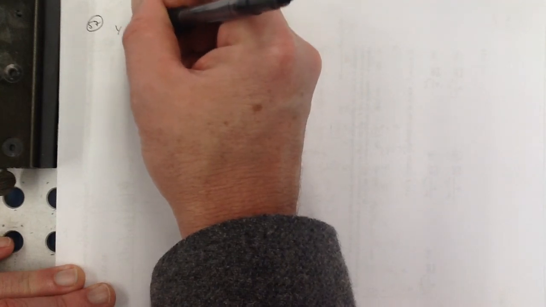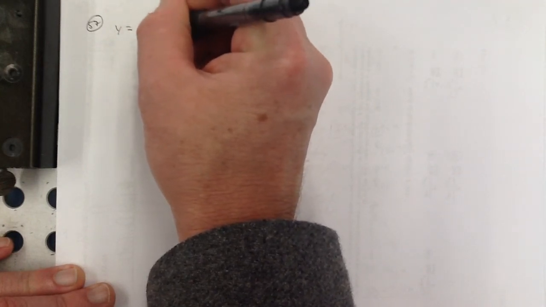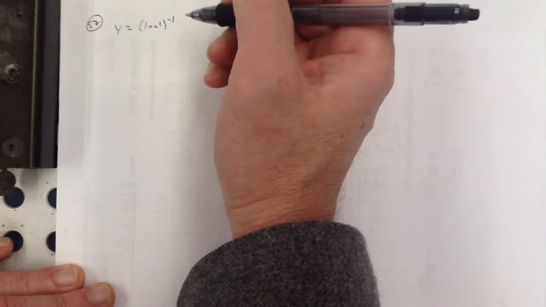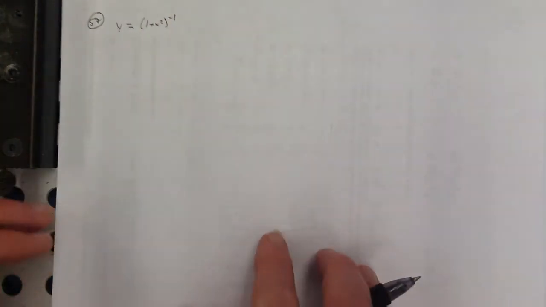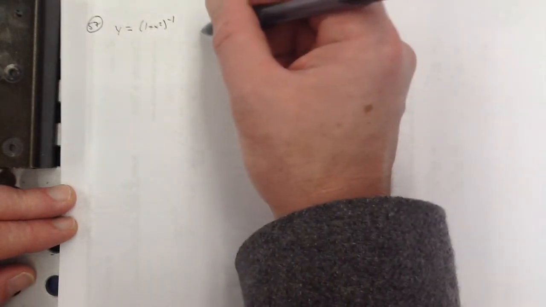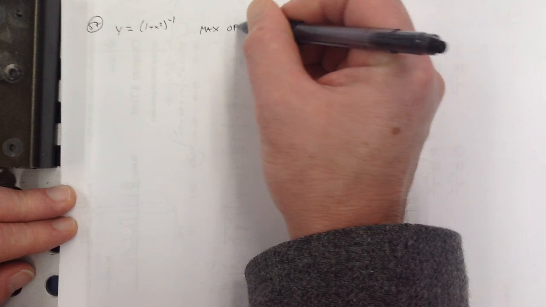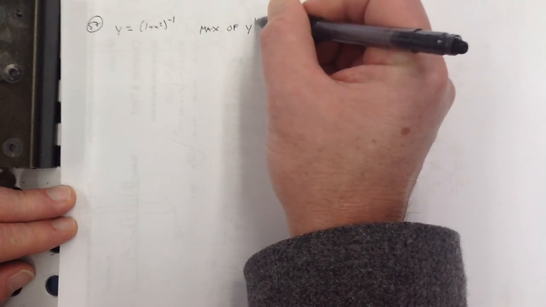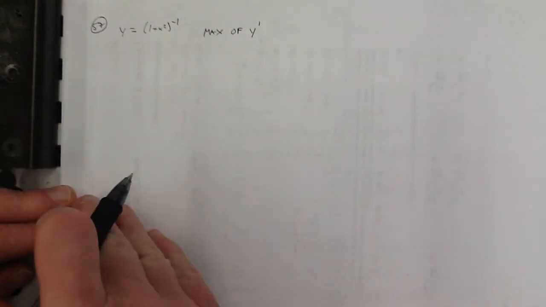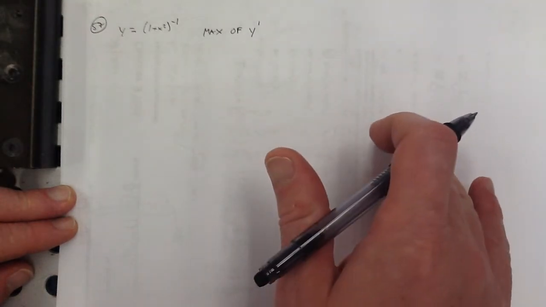Where on the curve y equals 1 plus x squared to the negative 1 does the tangent line have the greatest slope? Okay, so we want to find the maximum. What are we trying to maximize here? Think about that for a second. We're trying to find the maximum of the slope.